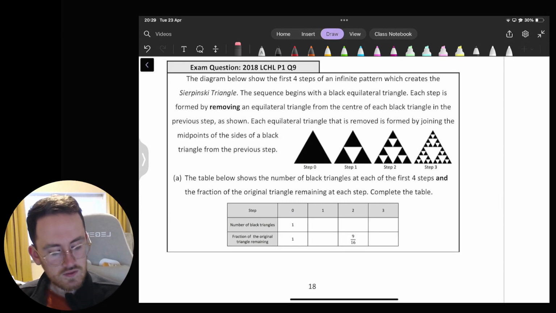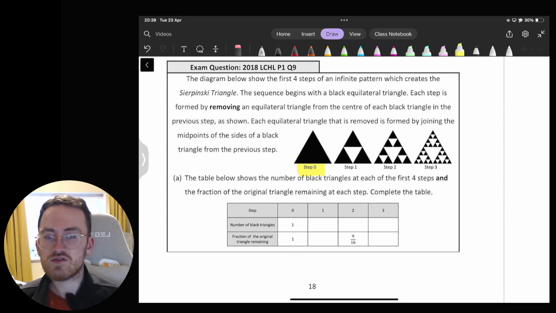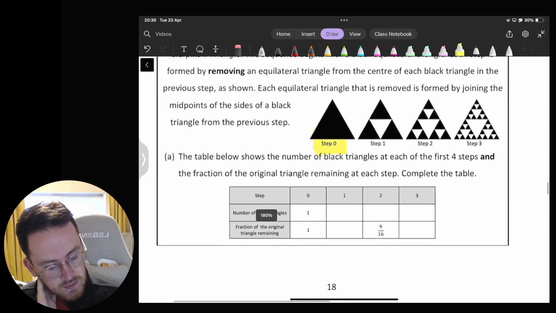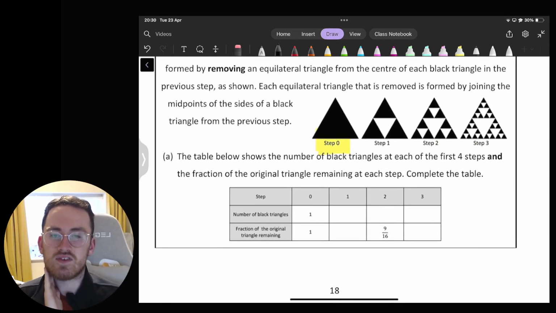Now the important thing for us to note here really is that it starts at step 0. So when we have only just one full black triangle, that's considered step 0. So that's going to impact on our completion of this question here. But let's have a look and see, can we make some headway with filling out this table here.